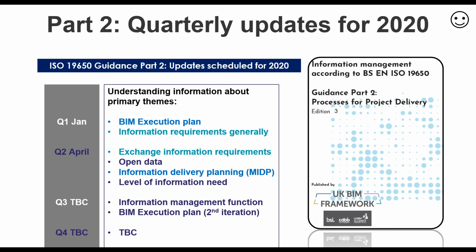guidance on what should be in exchange information requirements. There's a piece on open data, a piece on information delivery planning, so you mentioned MIDPs and TIDPs, and some starting guidance on level of information need. The challenge there, quite honestly, is that I mentioned earlier there's a standard being produced at the moment by CEN, the European Standard Commission, for level of information need, but we don't expect that to be published for some time yet. But level of information need as a concept is mentioned in ISO 19650, so we felt it was important to put out some guidance in the meantime of how you could approach that practically. So that will be in there.